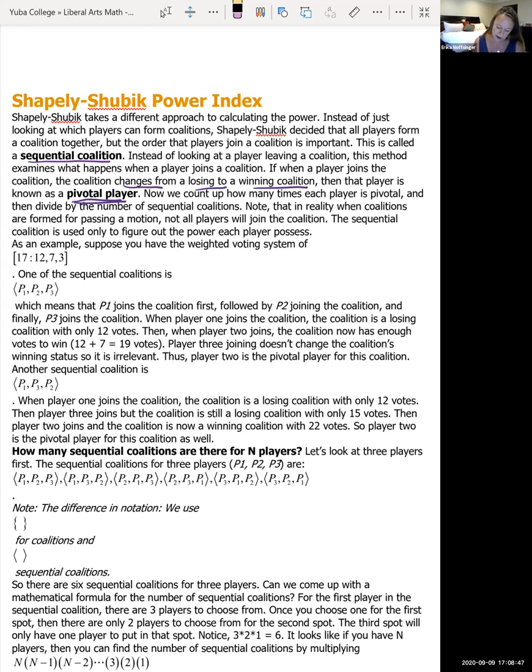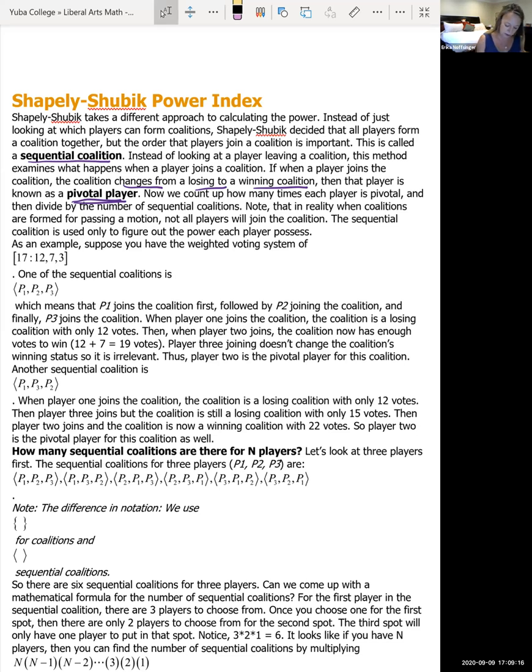Now we count up how many times each player is pivotal and then divide by the number of sequential coalitions. Note that in reality, when coalitions are formed for passing a motion, not all players will join the coalition. The sequential coalition is used only to figure out the power each player possesses. Okay, so let's look at the following example.